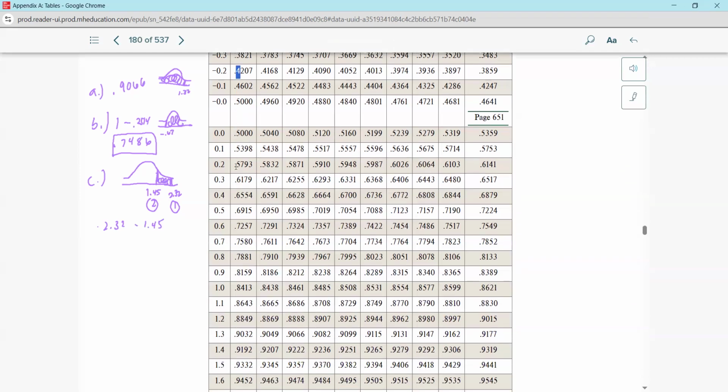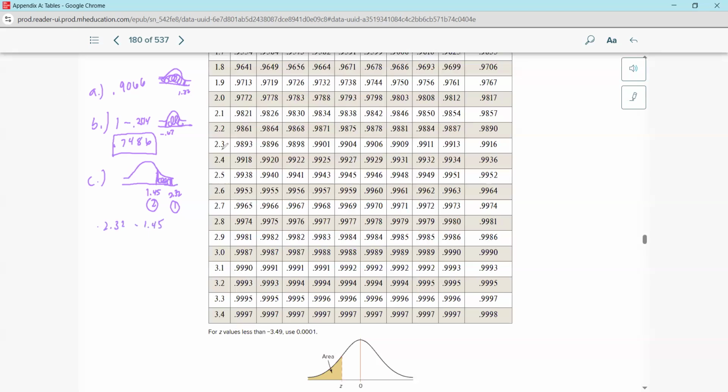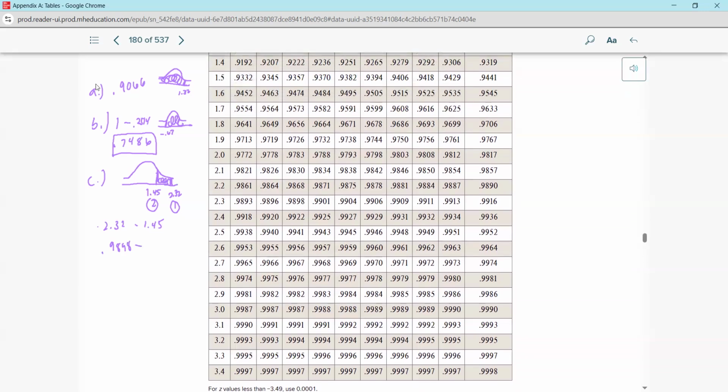All right, so I need to scroll down. So 2.32. So 2.3, then 0, 1, 2 is 0.9898, minus 1.45. There you go. There's 1.4 right here. And then 0, 1, 2, 3, 4, 5. So that's 0.9265. You could also make a note that you can't have a negative area. But I'll take these two values here, and when I subtract, I'll get 0.0633.